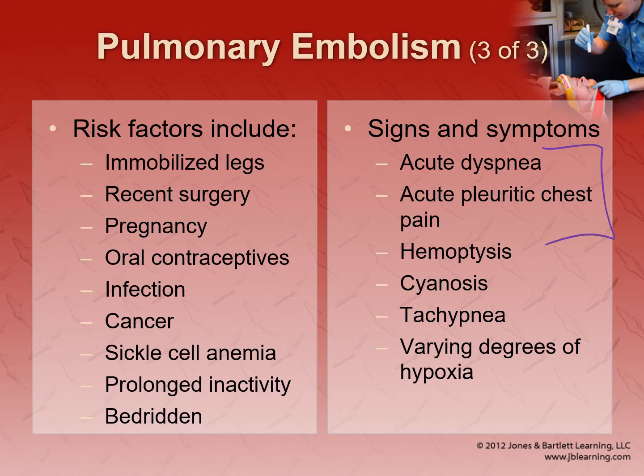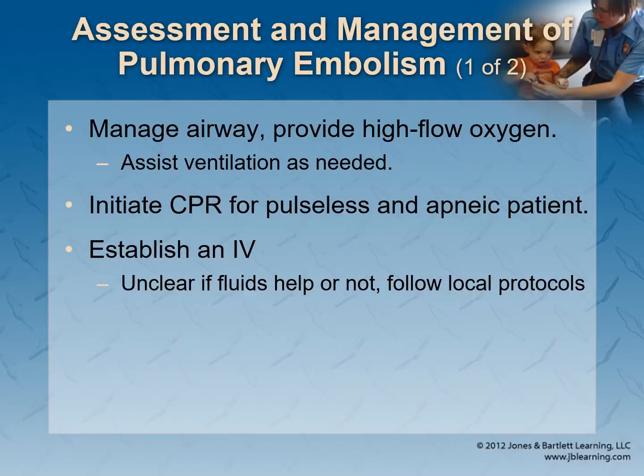Hemoptysis is coughing up blood. Cyanosis is turning blue. Tachypnea is breathing fast, and they drop their O2 sat. And all of this happens quickly, right? They'll say, I was fine, and then all of a sudden I couldn't breathe, my chest hurt. Be wary of the PE. And there's just not a lot you can do for them.